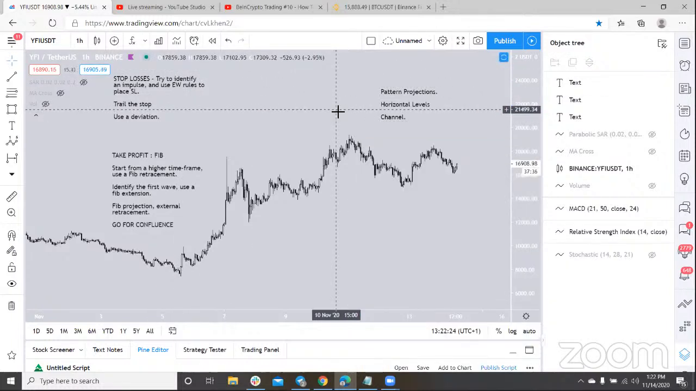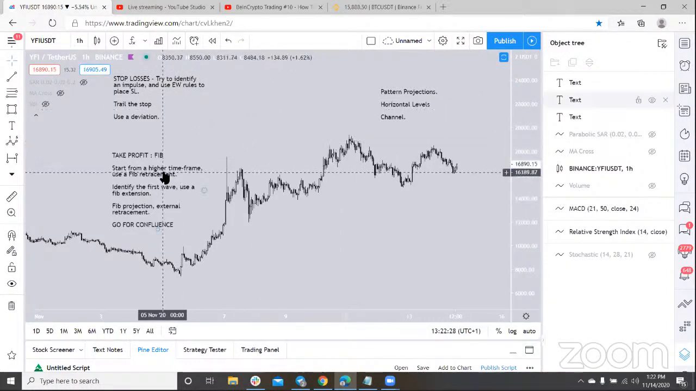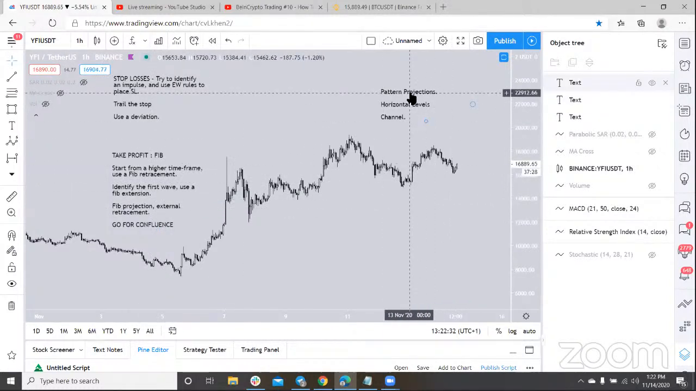Ideally, the absolute ideal scenario would have a fib retracement level, a fib extension level, a fib projection, also a pattern projection, a horizontal level, and to top it off a channel. That obviously never happens, but hypothetically, if it happens, you would have the most confluence you can get. But if you find two confluences, maybe three, that's just fine, and it can most of the time give you a very good trade.